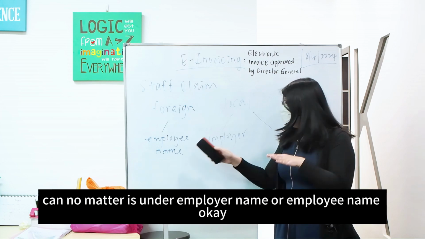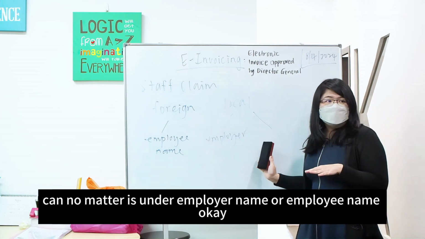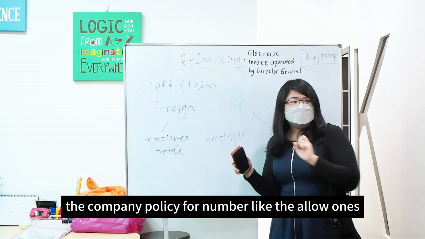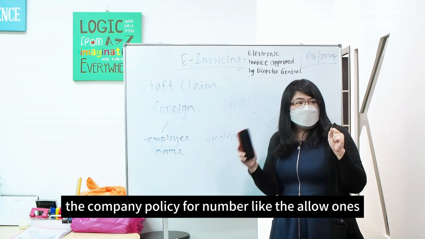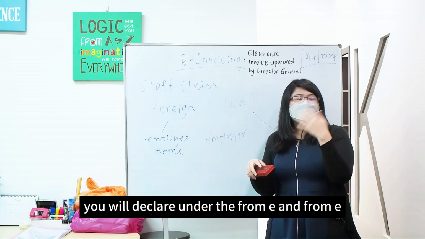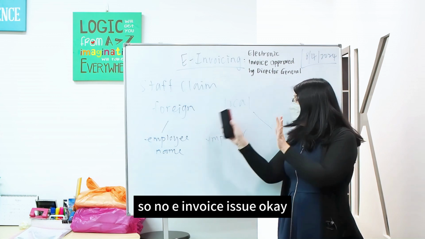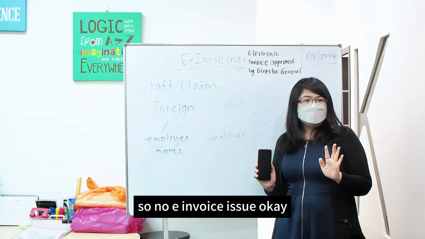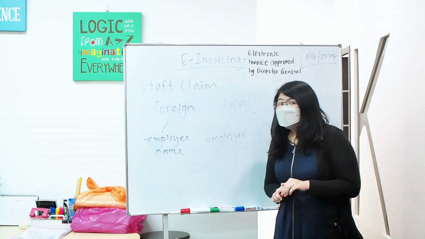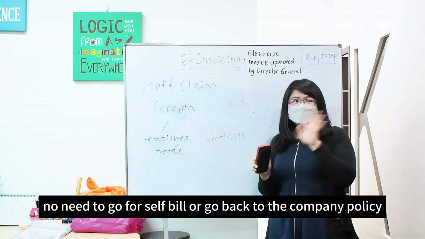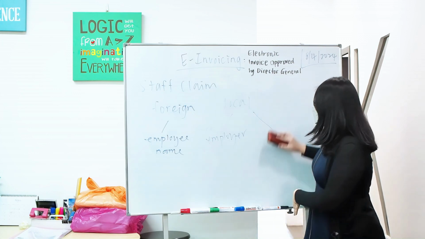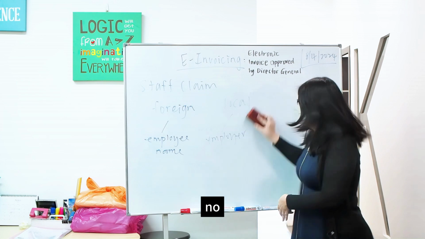It applies no matter whether it's under employer name or employee name. For all those claims, you need to go back to the company policy. For example, the allowance: if it is purely allowance, you will declare it under form EA and form E, so no e-invoice issue. They don't need to issue self-bill, right? Employee benefit, no need to go for self-bill. All go back to the company policy. Okay, clear? Any issue? No.